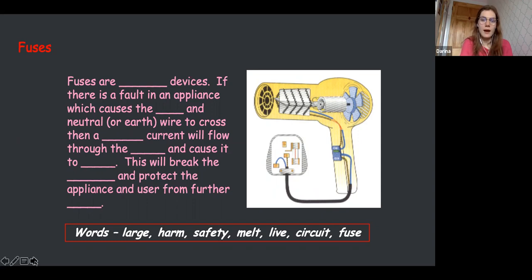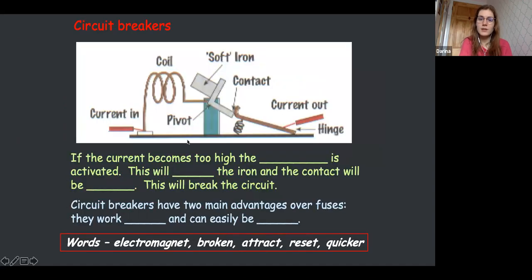Well done. All right, but there's more than one safety mechanism when it comes to breaking the circuit. There are fuses, but has anyone heard of circuit breakers? So there's a little diagram up there. Basically, the way circuit breakers work is based on electromagnets. Now, I won't go into too much detail about how electromagnets work because this isn't the lesson for it. But essentially, when the current gets too high, the electromagnet is triggered, it moves in a certain way, and therefore also breaks the circuit. So again, let's have a look at that little fill in the gap.